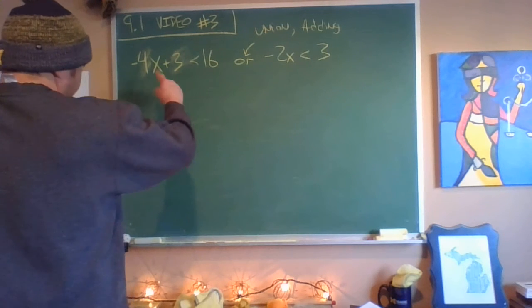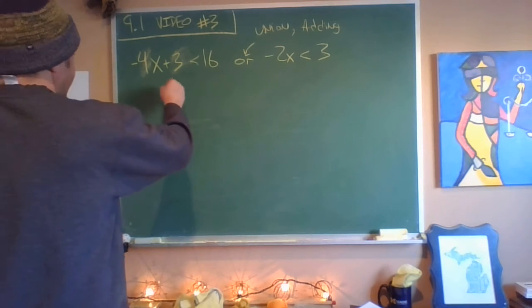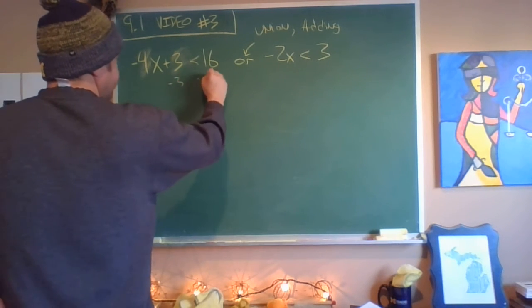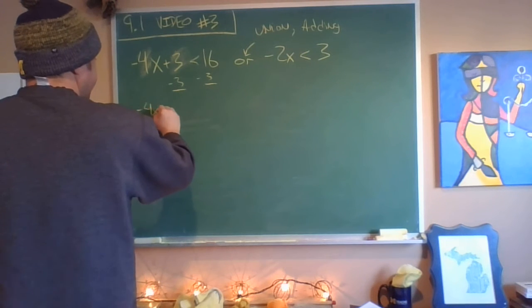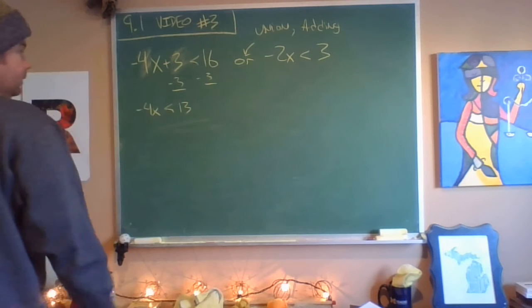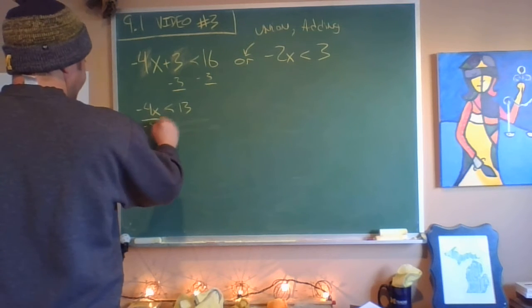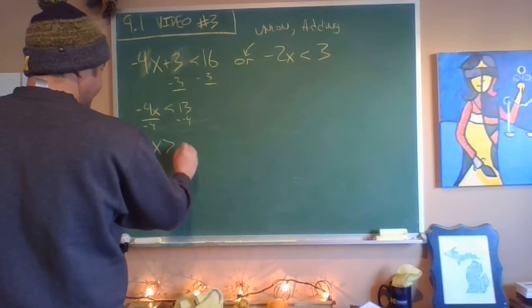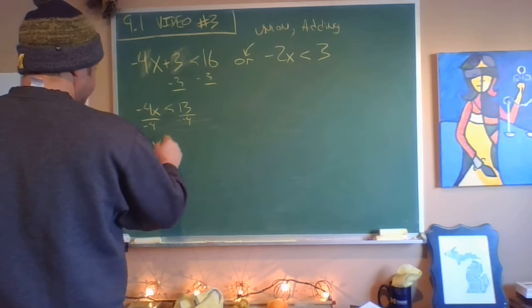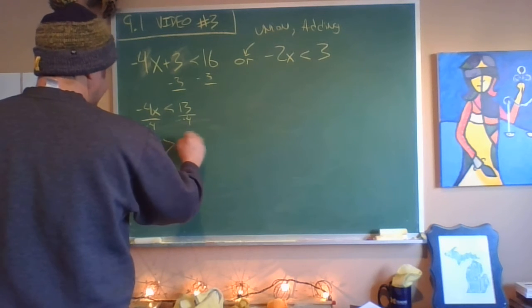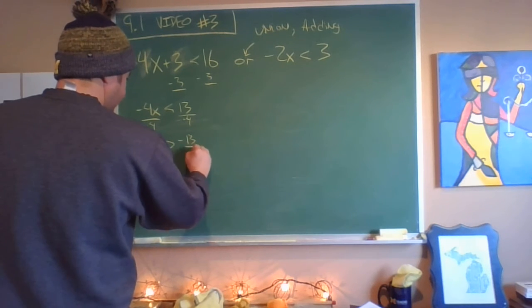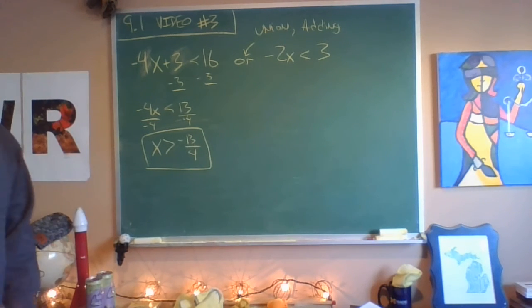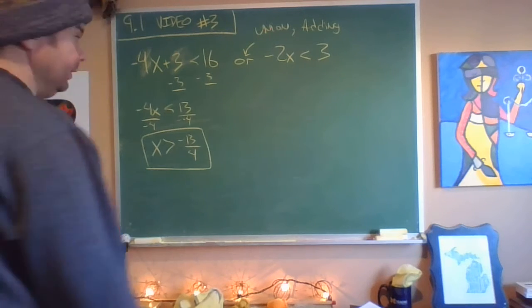So let's take care of this part first. Let's simplify down our two simple inequalities. If I subtract 3 from both sides, negative 4x is less than 13. Divide both sides by negative 4. That's going to reverse the direction of the inequality. It's going to give me x is greater than negative 13 fourths. Okay, so here is our first inequality that we're going to graph in just a second.